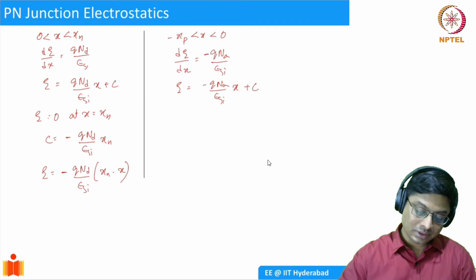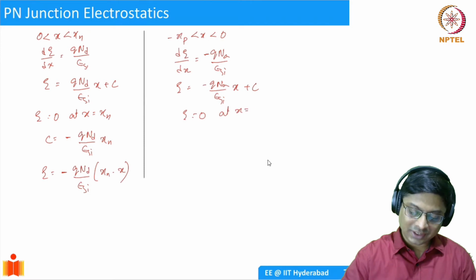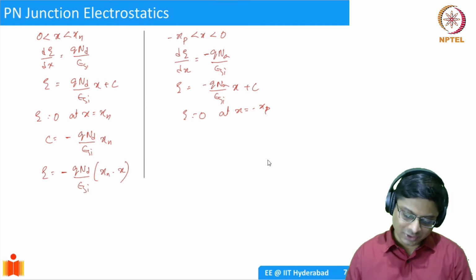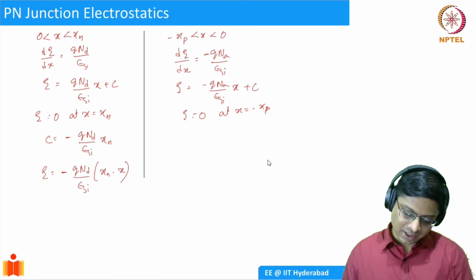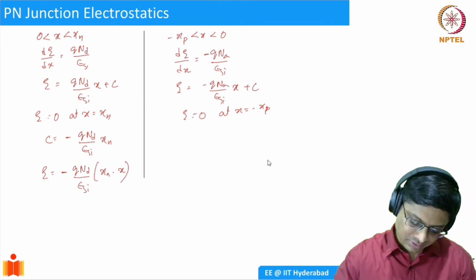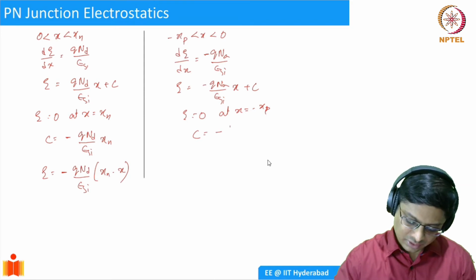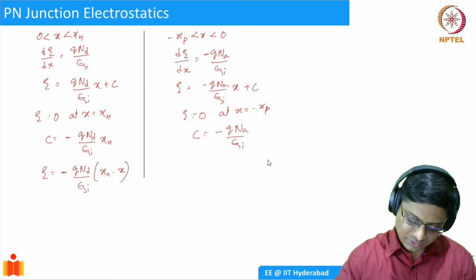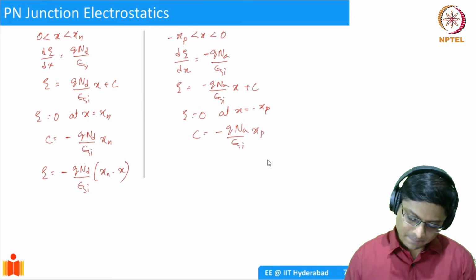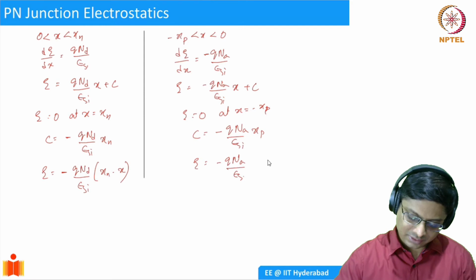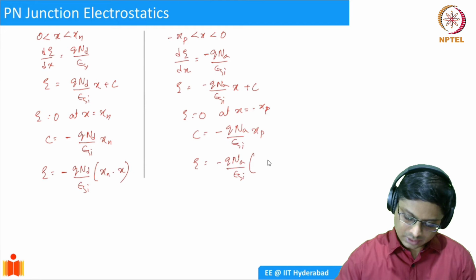Now E is 0 at x equal to minus xp. So what does C turn out to be? If I put x equal to minus xp, my C will turn out to be, on the other side, minus q N_A by epsilon silicon times xp. So the E field is going to be minus q N_A divided by epsilon silicon times (x plus xp).